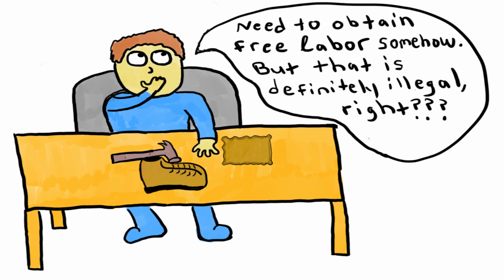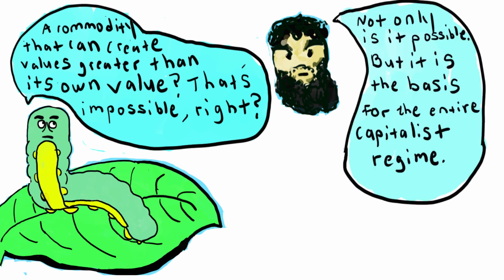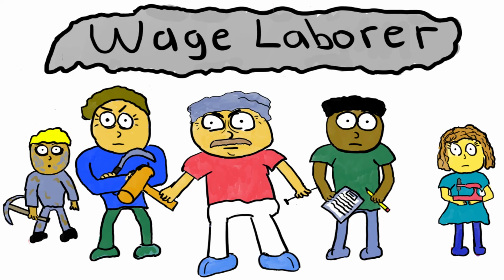But for this to happen, you would somehow need to obtain labor for free. But for this to happen, there would need to be a commodity that you can buy that has a certain quality, has a certain use value, that is the source and creator of value, strictly able to create a value greater than what it's actually worth, than what it actually costs. Turns out that there is such a commodity. It is labor power. In other words, the wage labor.